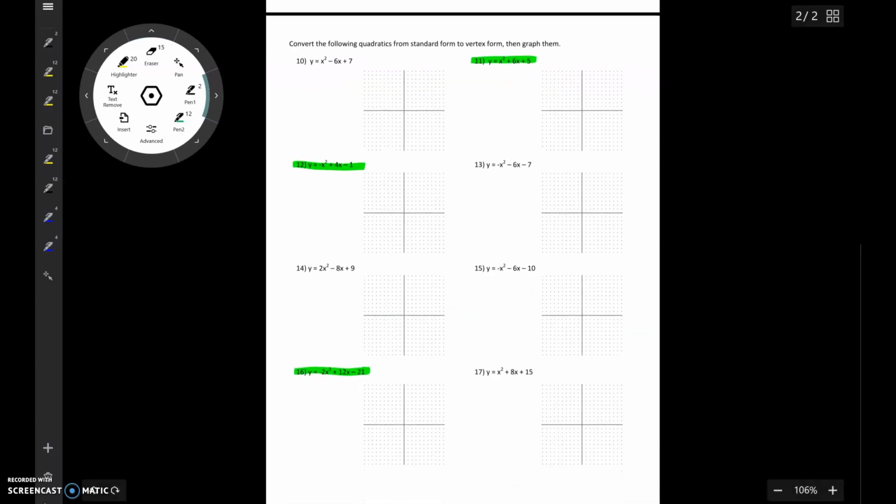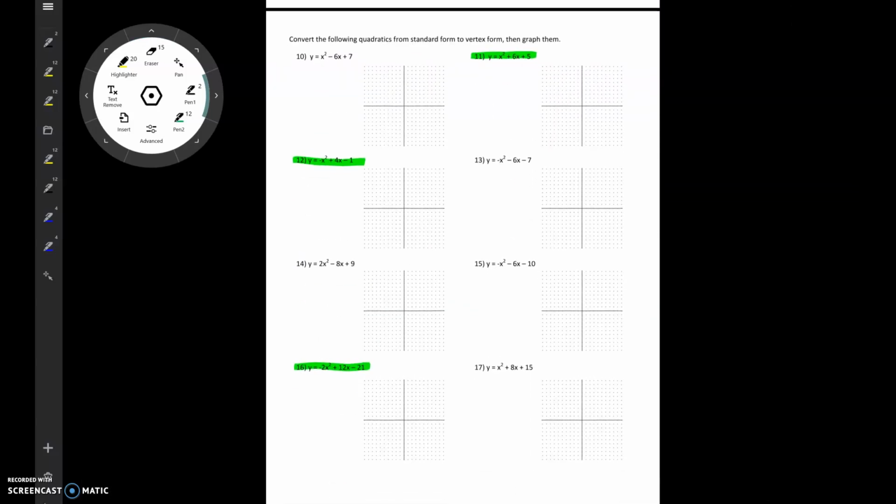All right, now the graphing. So number 11, convert from standard to vertex, then graph. Okay, so A is 1, B is 6, C is 5. Vertex, opposite of B, divided by 2A. So the x-coordinate of my vertex is -3. The y-coordinate of my vertex, all right, -9 plus 5, so I get a -4.